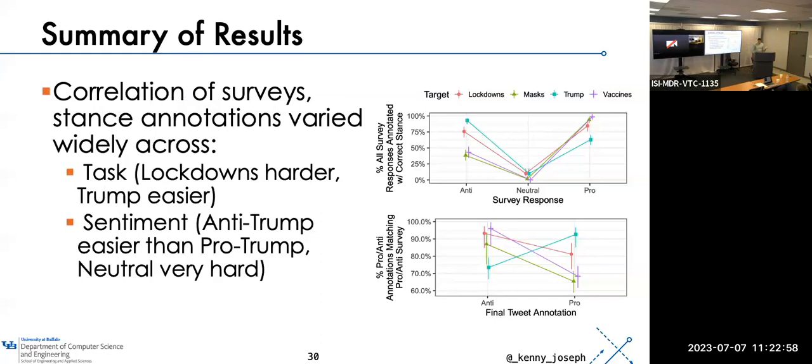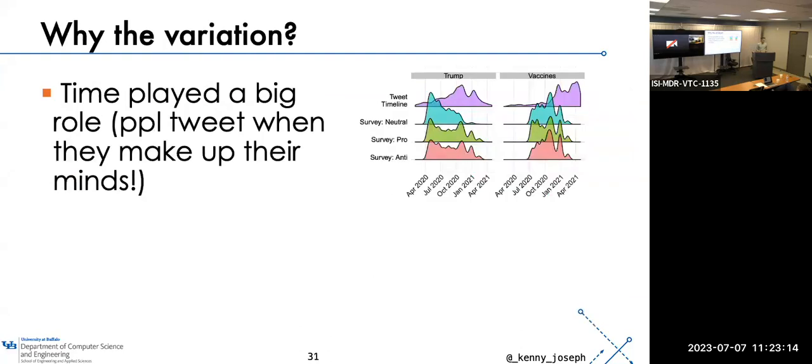So why, right? I think for vaccines, a lot of this variance, now we're shifting to something more speculative. I have some empirical evidence, but I can only say so much with this data. We came up with a couple of reasons. I think the most important one was time, right? This is when the vaccine tweets happened. This is when the surveys happened, right?